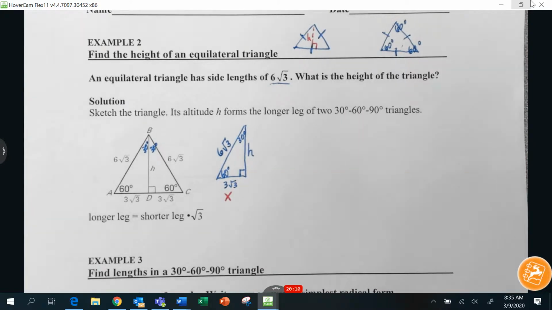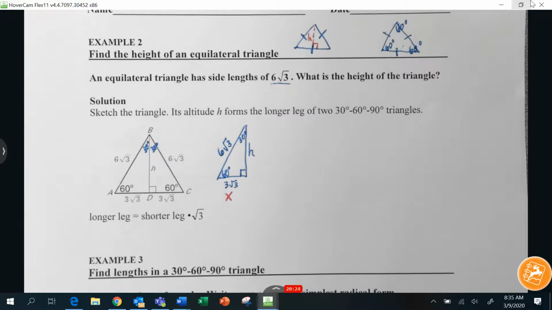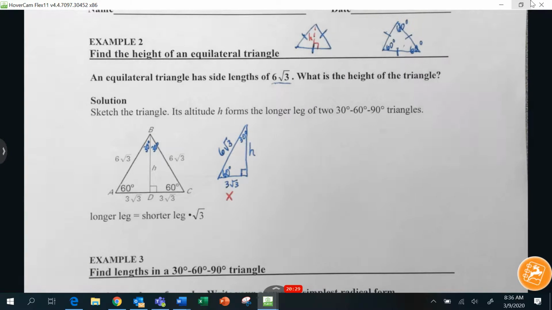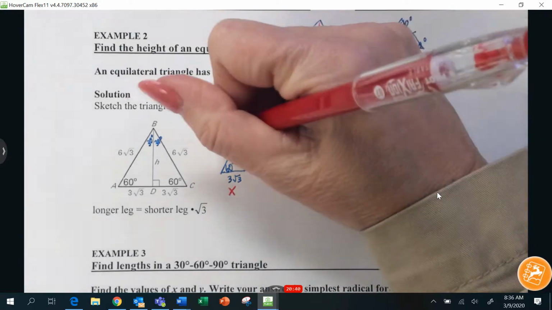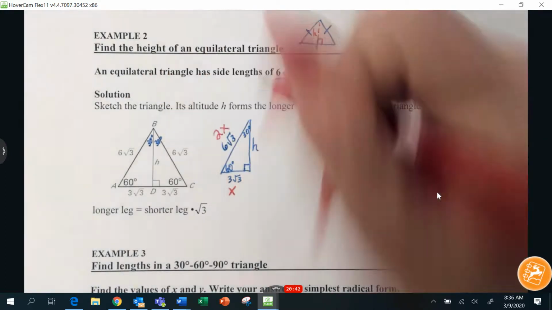Now, this is the 1, 2, 3 triangle. Which side has the 2 in it? The hypotenuse has the 2 in it. But for 30, 60, 90, it is not a radical 2. It's just 2 times the short side.